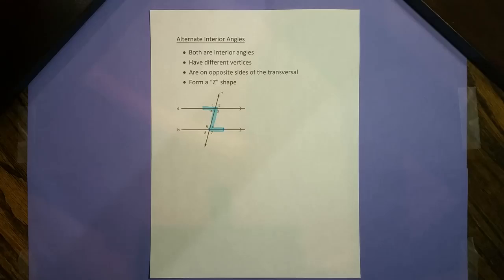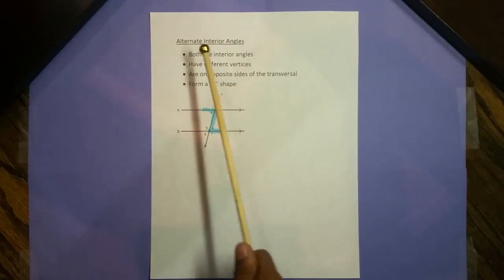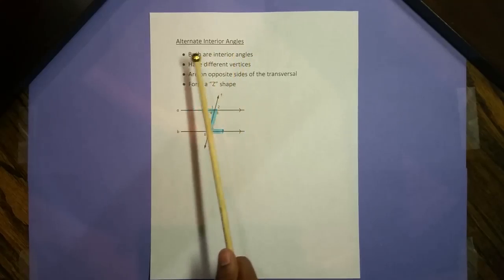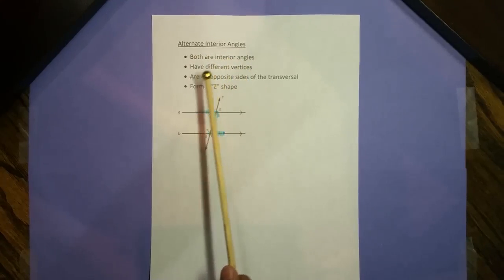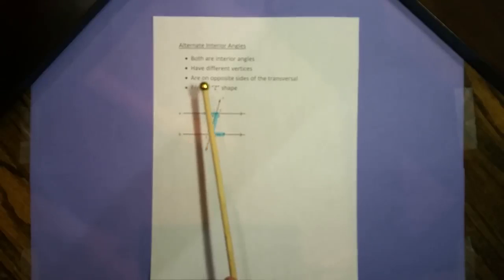Here is one of the angles that a transversal creates when intersecting 2 lines at distinct points. It is called an alternate interior angle. The properties of these are, they both are interior angles, they have different vertices, they are on opposite sides of the transversal, and they form a Z shape.